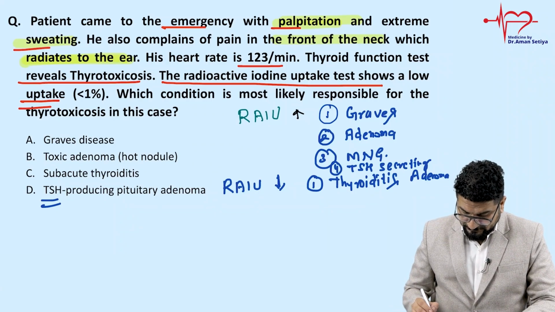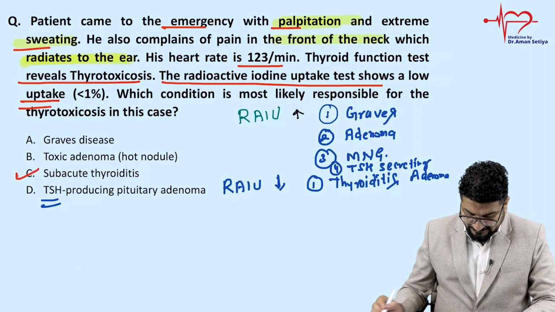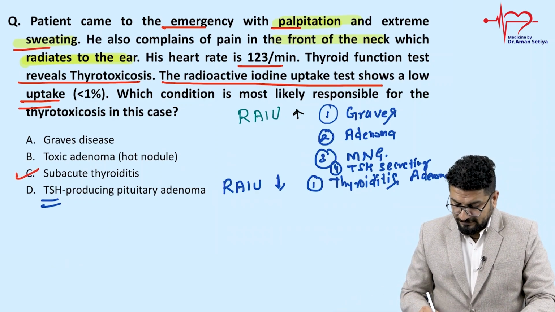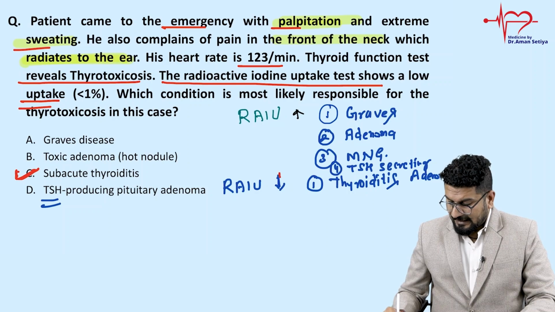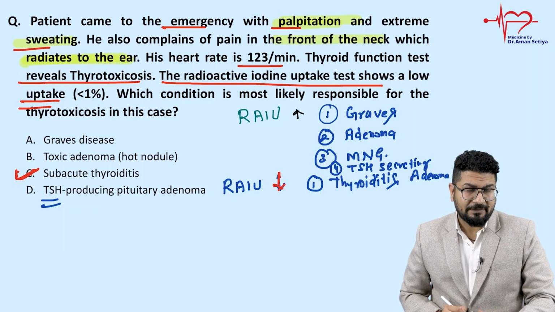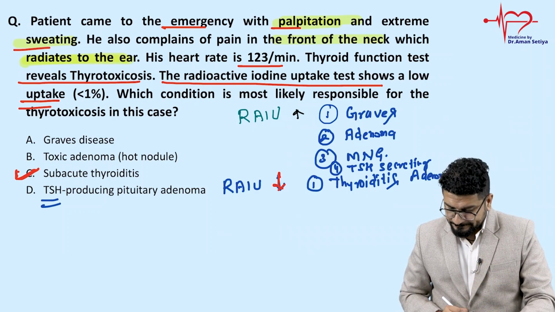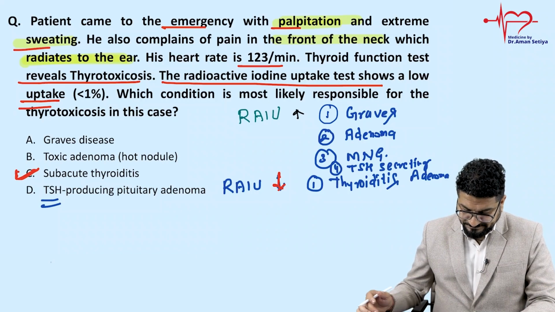So what will be the answer for this question? In this question, the answer will be subacute thyroiditis, because here iodine uptake will be decreased. Whenever there is inflammation in the gland, the iodine uptake will be decreased. So the answer will be C.